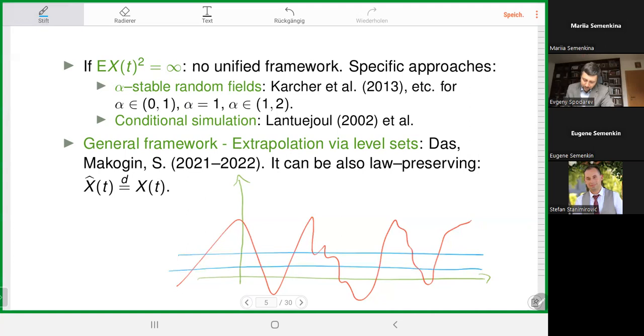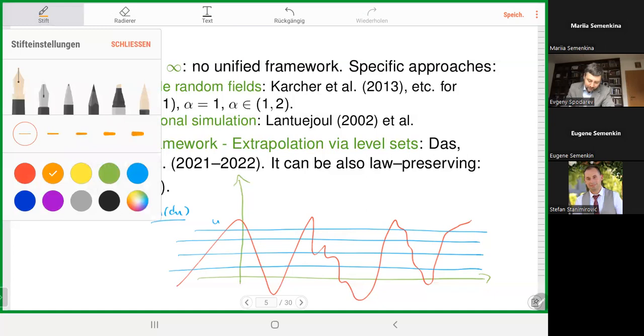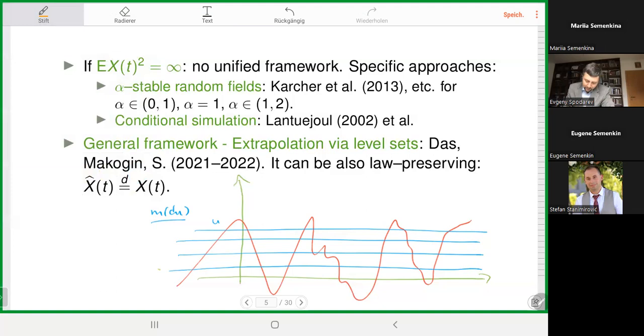And these levels, which I will denote by U, are governed by a certain measure, MDU. So it is finite, and without loss of generality, we may consider it to be a probability measure. So now we are looking at the level sets, which means it is the proportion of our realization lying above the level. So for instance, for this particular level, this will be these intervals. The first one, the second one, the third one, and so on.